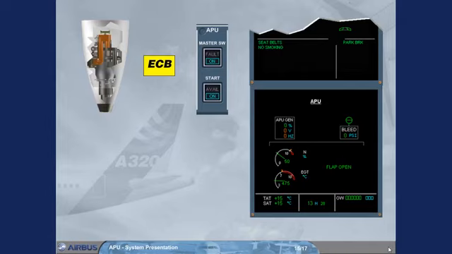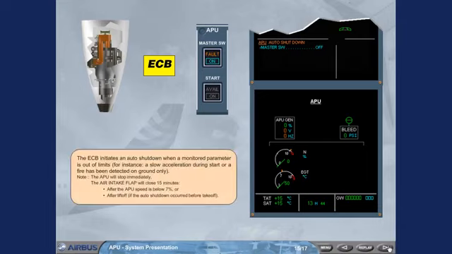The ECB initiates an auto shutdown when a monitored parameter is out of limits. For instance, a slow acceleration during start, or a fire has been detected on ground only. Note: the APU will stop immediately. The air intake flap will close 15 minutes after the APU speed is below 7%, or after liftoff, if the auto shutdown occurred before takeoff.